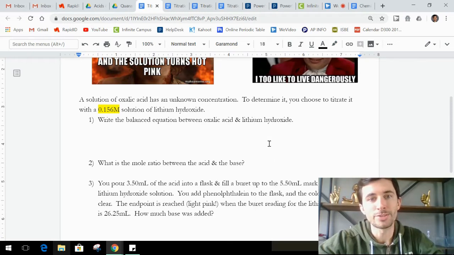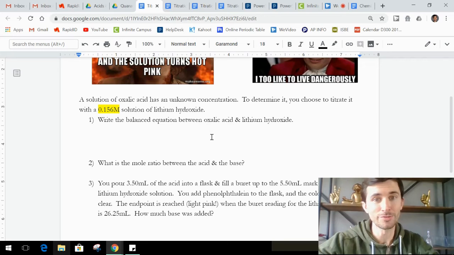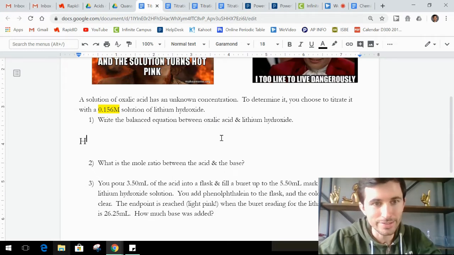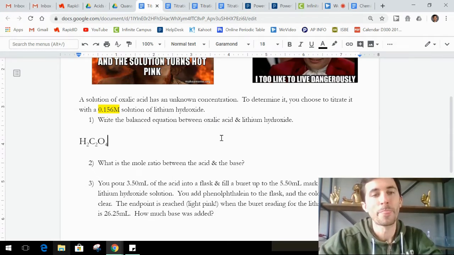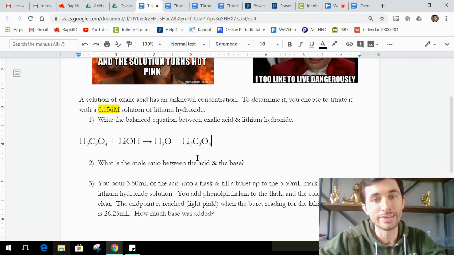So we're going to start here with the balanced equation between oxalic acid and lithium hydroxide. So back from names and formulas for acids, it ends in ic, so it must be the oxalate ion. Oxalate is C2O4 with a -2. I'm going to write H2C2O4. Lithium hydroxide is LiOH. They're both +-1. All neutralization reactions make water and a salt, and that salt's going to be lithium oxalate, C2O4. It is not going to be LiC2O4.